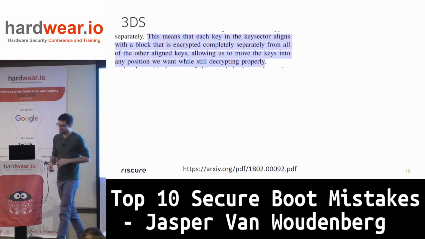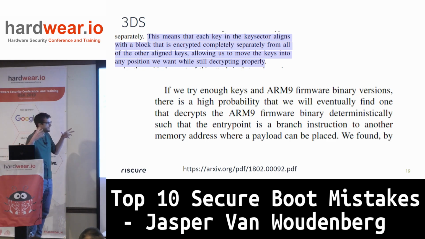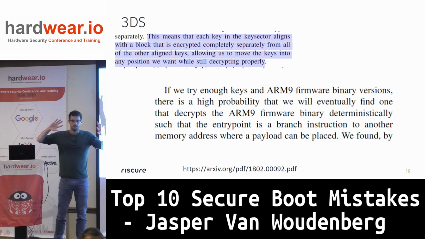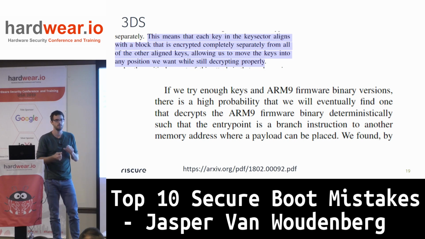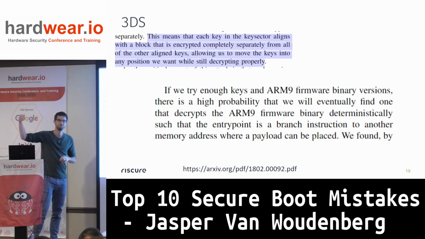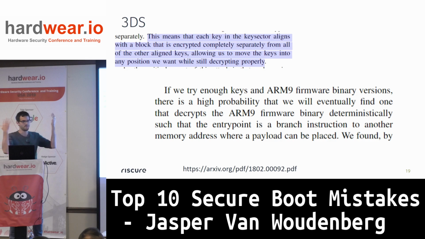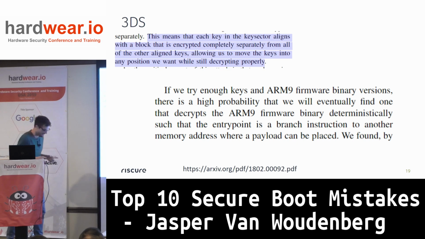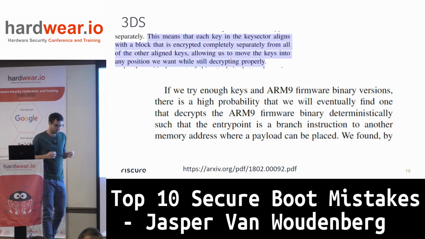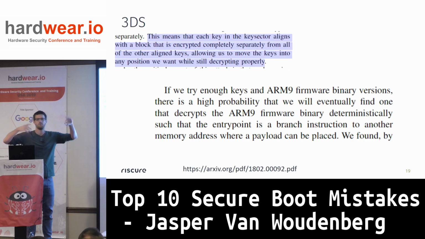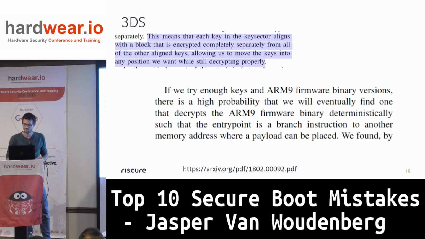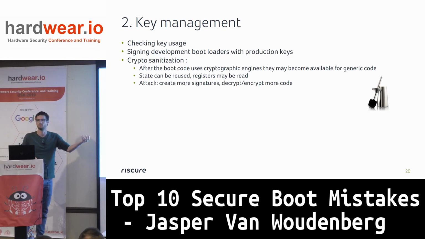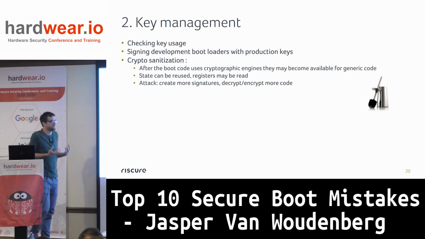And it turns out that if you have enough of these keys and you have enough of these versions, you could find a combination where the decrypted version, which you don't know, actually had a jump instruction somewhere that would jump into attacker-controlled code. So this always makes me grin, these kinds of things. But yeah, it's really important here to make sure that you don't allow arbitrary keys to decrypt arbitrary data, basically. So you have to check what this key is used for.